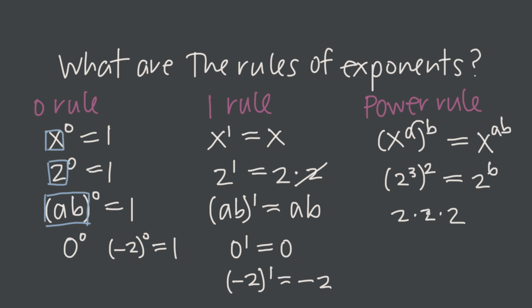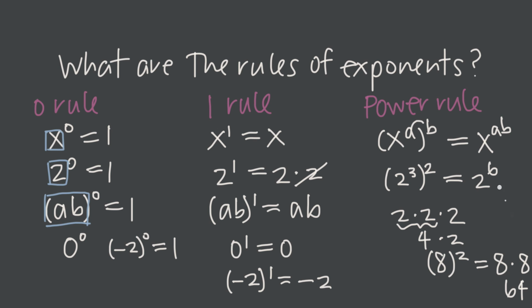So when I do 2 times 2, right here, I get 4, and then I still have 1 2 left. So then when I say 4 times 2, I get 8, which means what's inside the parentheses is 8, and now I just have 8 to the 2, or 8 squared. When I do 8 squared, that's the same thing as 8 times 8, which I know is 64. So 2 to the third squared is 64.